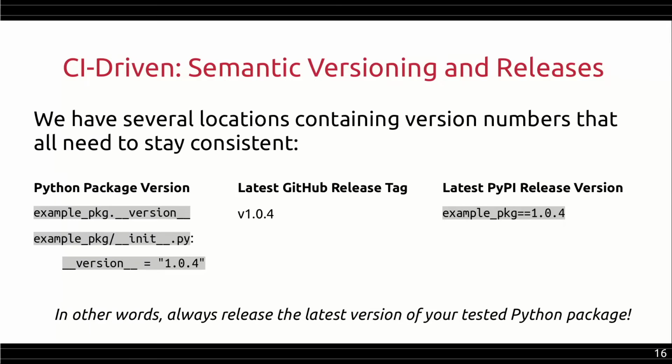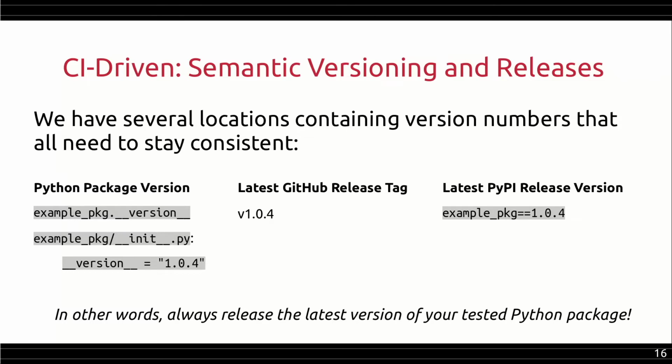So we have several locations containing version numbers that all need to stay consistent. We have the version string in our init file. We have our latest GitHub release tag, as well as our latest PyPI release version. Now, technically, these can be out of sync, and you will see packages out there, not ours, but third-party packages, that keep these out of sync.